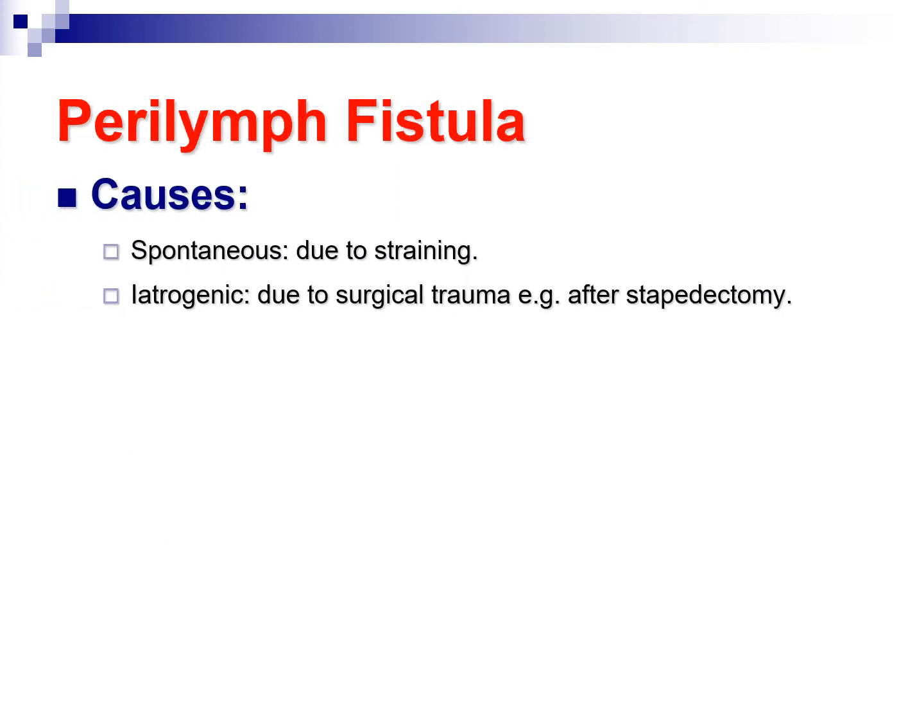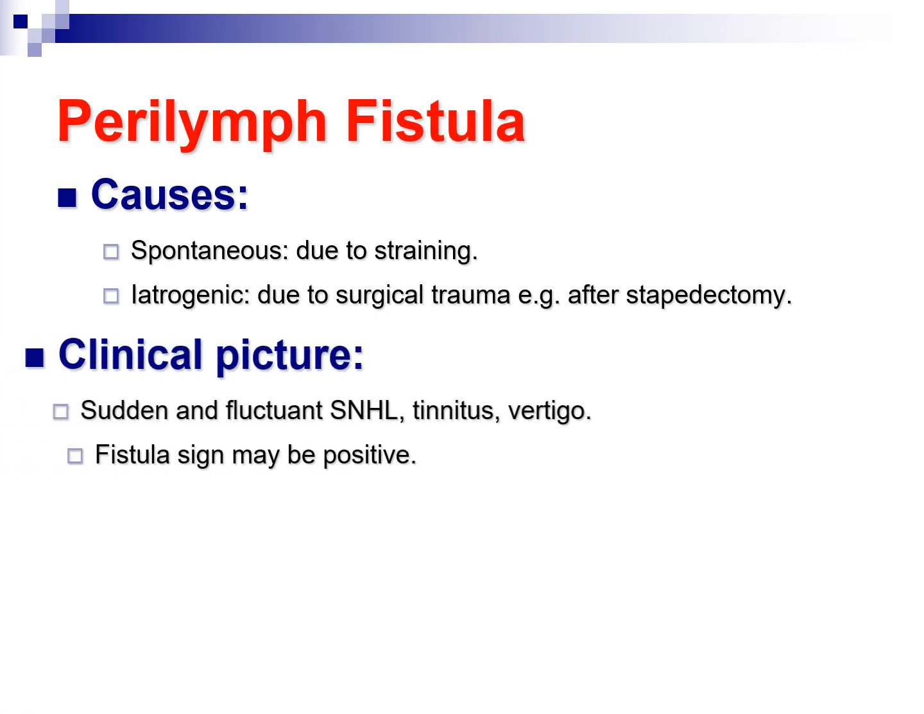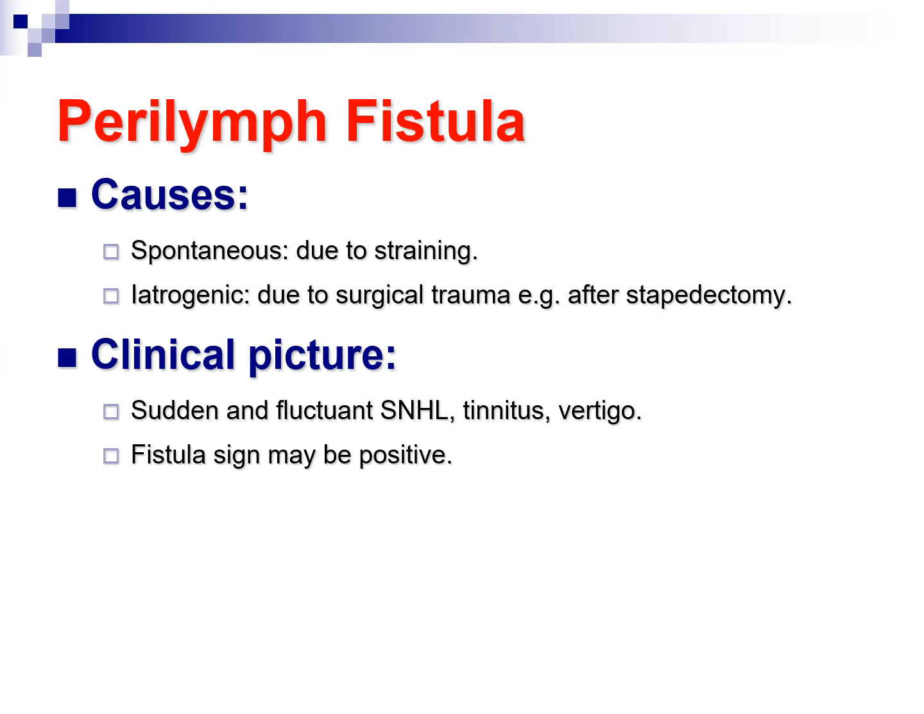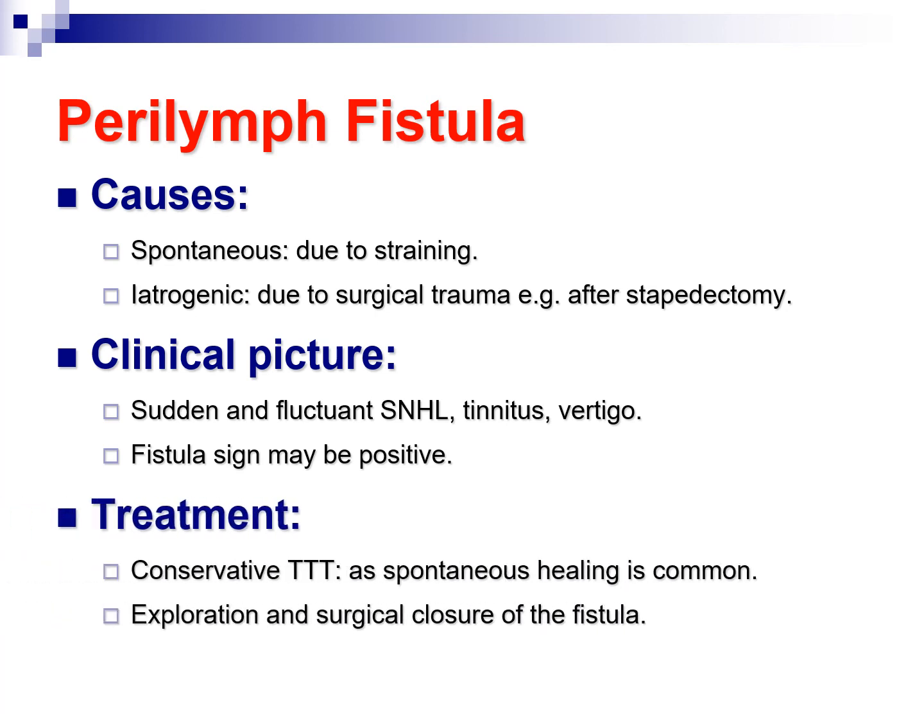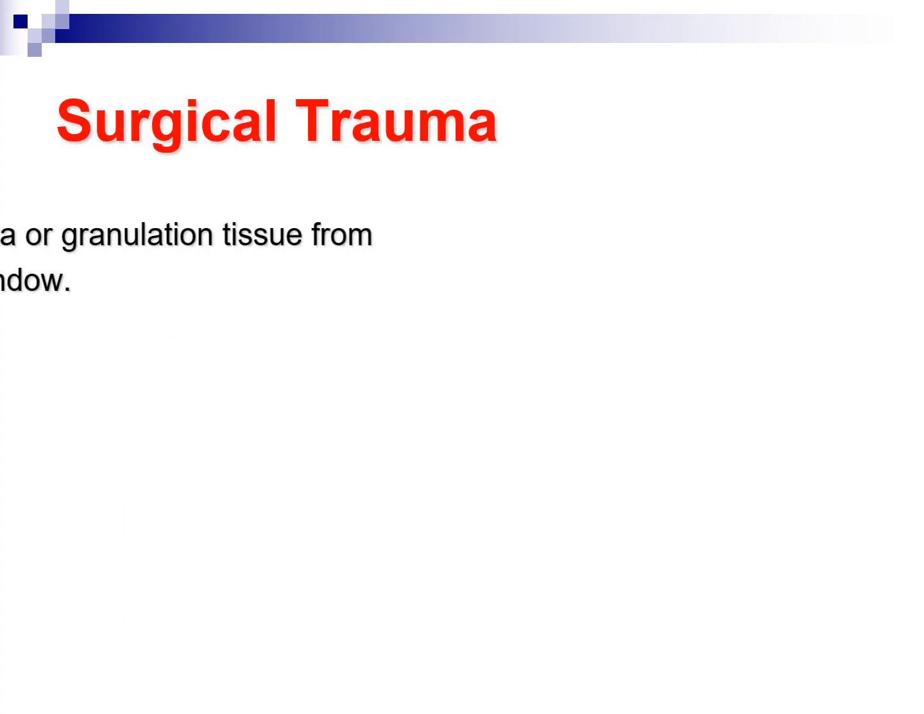Perilymph fistula commonly happens spontaneously due to straining and might happen iatrogenically by surgical trauma during a stapedectomy. Normally, it manifests with sudden and fluctuant sensory hearing loss, tinnitus, and vertigo. Fistula sign might be positive. We normally tend to treat them conservatively as spontaneous healing normally happens. However, if they persist, we need to explore and surgically close the perilymph fistula.